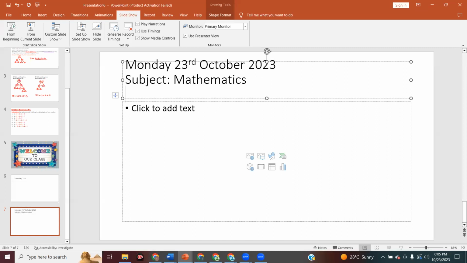And this topic is going to be the circumference of a circle. Circumference of a circle.